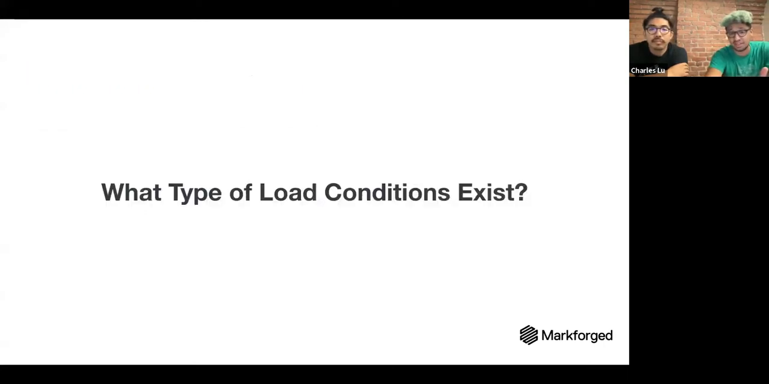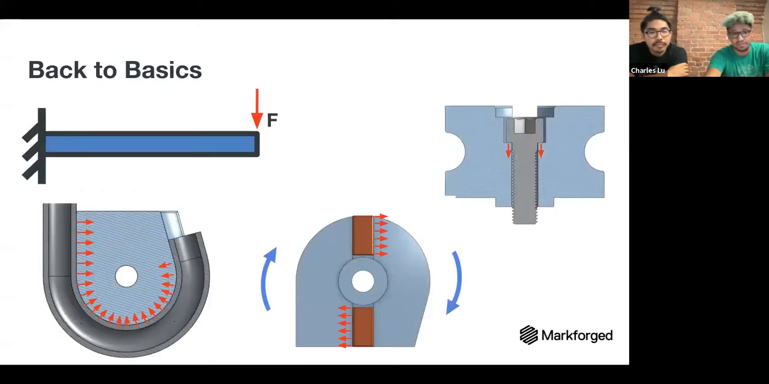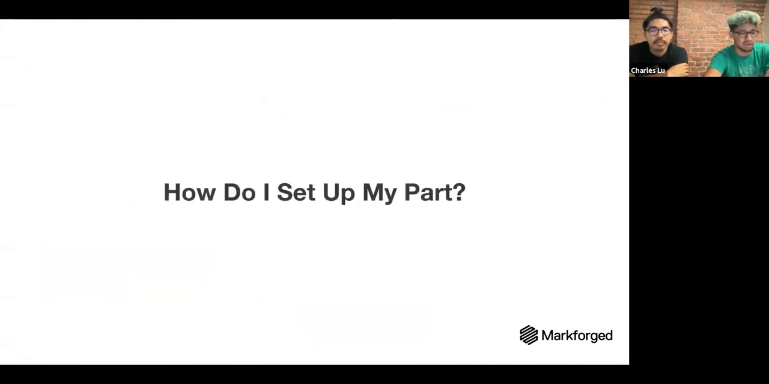So what type of load conditions exist? There's a range here, but the common ones are tension, bending, torsional forces, compression, and point loads on different surfaces within your part. You can see those here. You have classic cantilever beam type forces. You have compression forces coming in; here the example is a tube bending die. You have forces coming in from the machine keys that produce torsions within the part. You have compressive forces from bolts. These are just a couple of examples. But knowing that, the big question becomes, how do I set up my part?